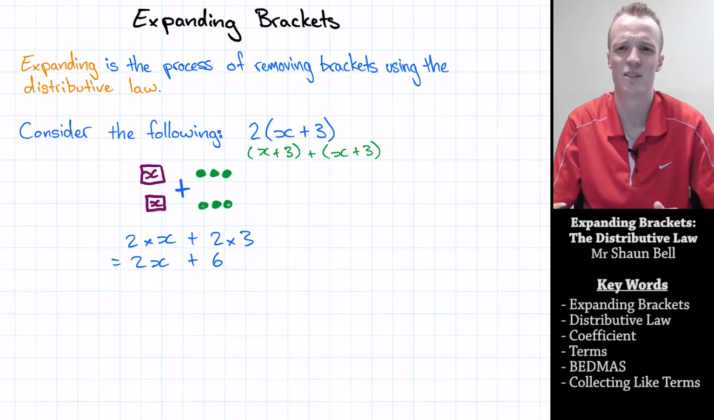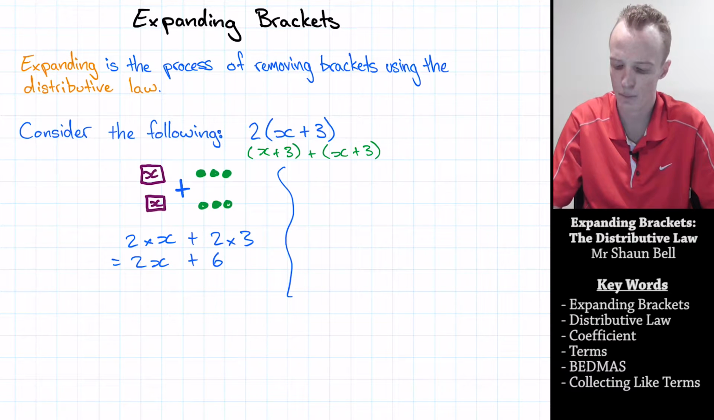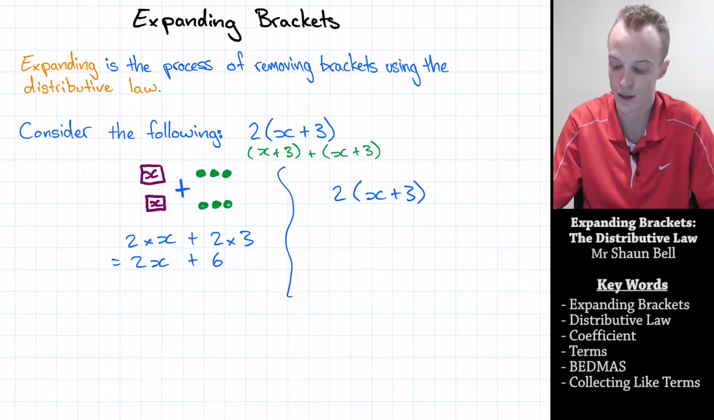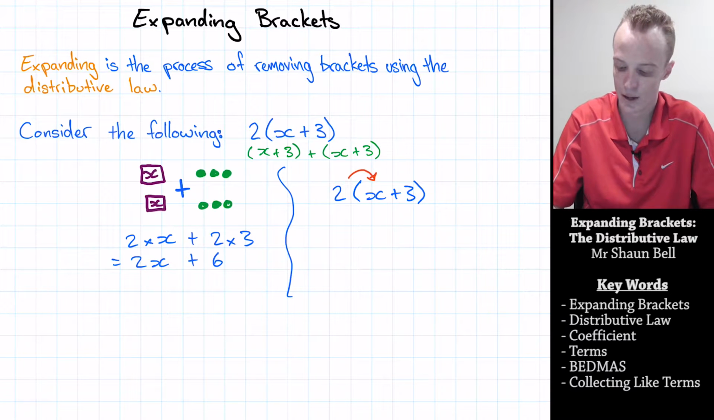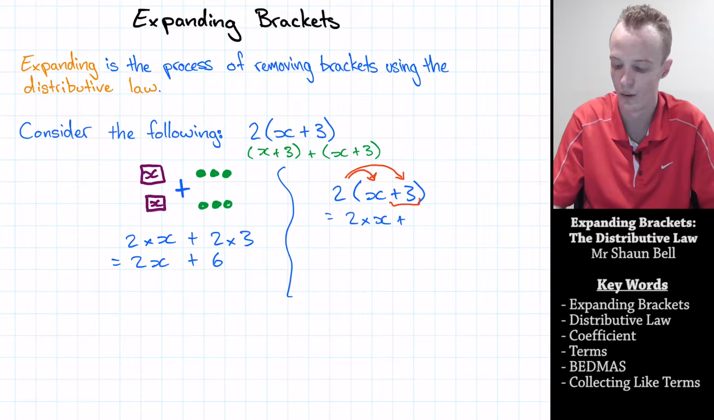But let's have a look at what the distributive law actually says. So over here, I'm going to rewrite my problem as 2 bracket x plus 3. Now the distributive law simply says that I take the coefficient, so the 2 here in this problem, and I multiply it with every term inside the brackets. So I take this positive 2 and I multiply it with the x. So that's going to be equal to 2 times x. And then I add it on with the coefficient of this term and I multiply it with the second term inside the brackets. So it's 2 times positive 3.